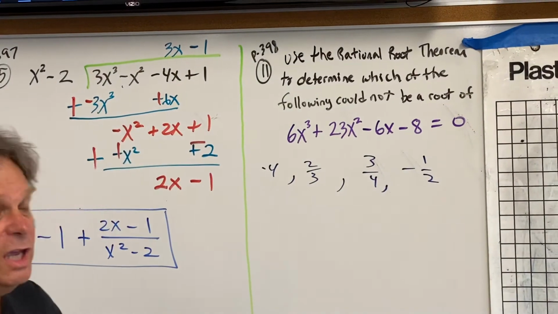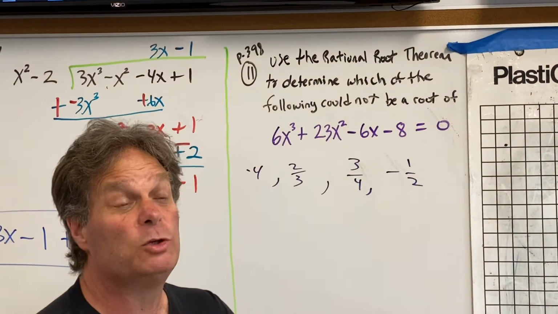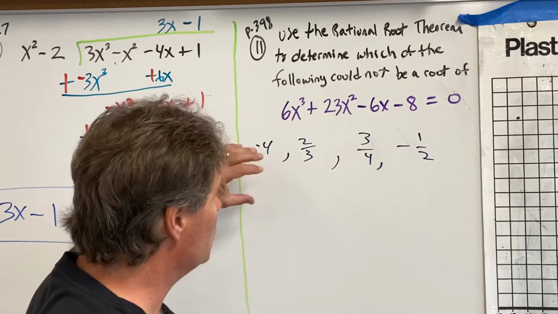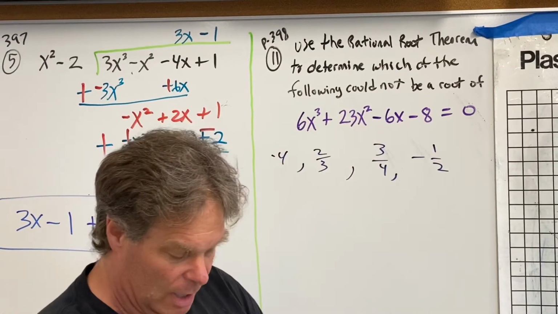Which of those is not a possible root? It's not asking which one of these is not a root. It's saying which one's not a possible root. So don't worry about these guys yet. Let's figure out what the possible roots of this guy look like first.